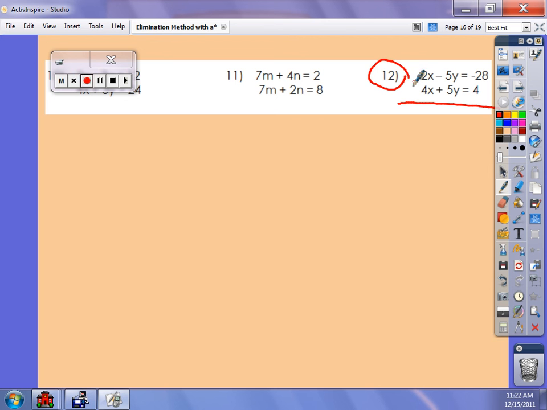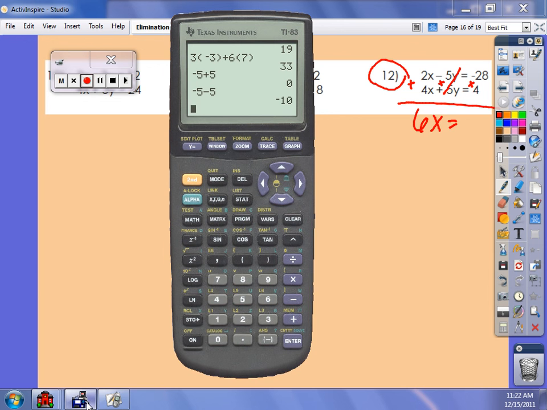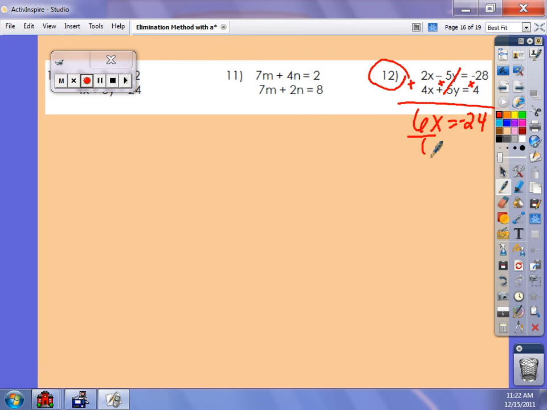Okay, so let's go through this one. I just determined that I'm going to add them. So I'm going to add every piece. 2x and 4x is 6x. These cancel. And let's do negative 28 plus 4. That should give me negative 24. When I divide by 6, I get negative 4. Okay, so that's my x value.